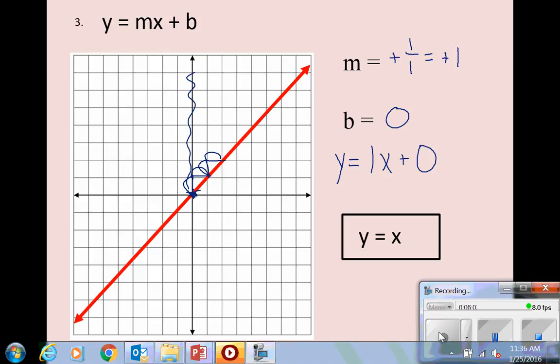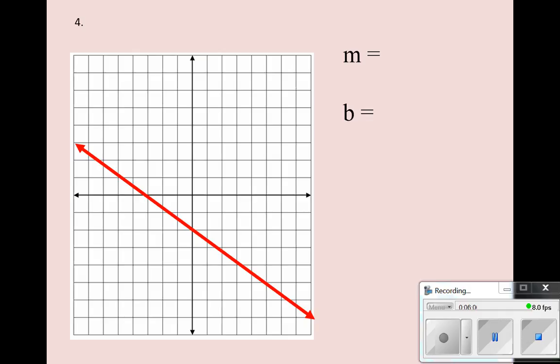Let's go to example 2. Some of you are going to be able to do these on your own as we go. What do we need to write at the top up here before we begin? What is this equation going to look like? Call it out. I'm just going to put y equals mx plus b, but negative mx plus b would be perfect. Y equals mx plus b. Go ahead and find the m and the b, and then we will write our equation.